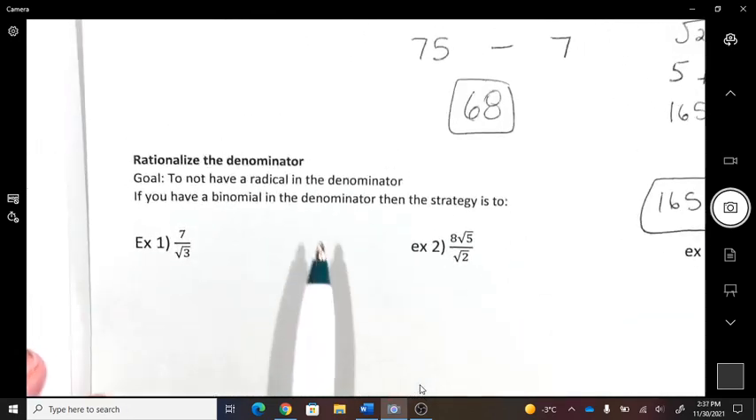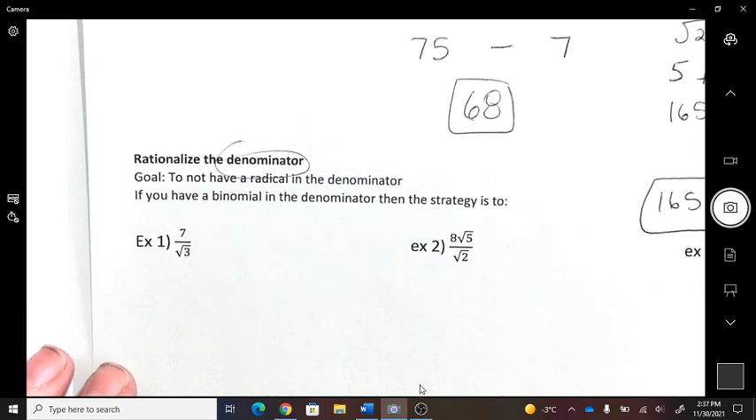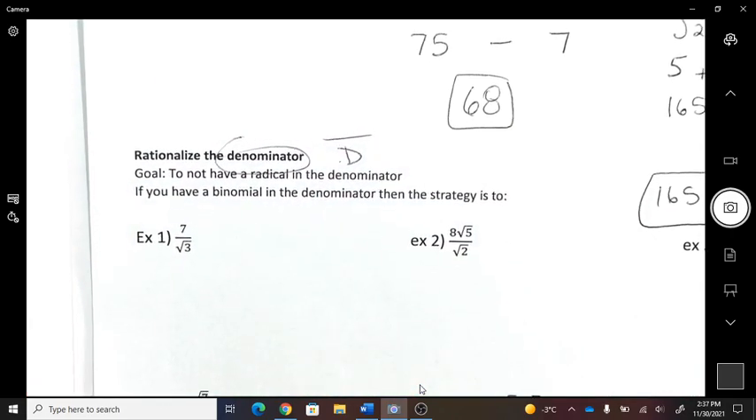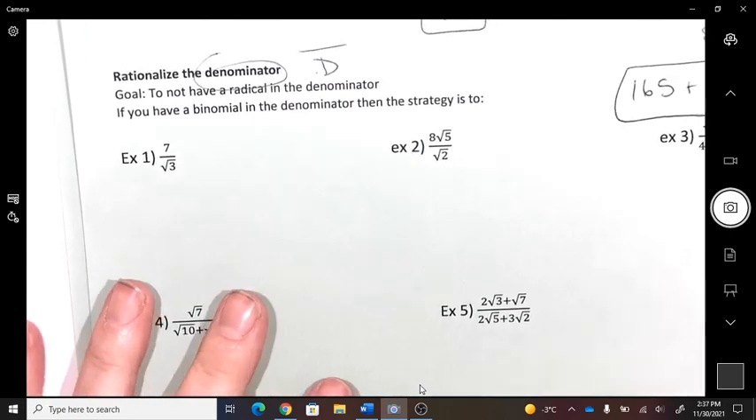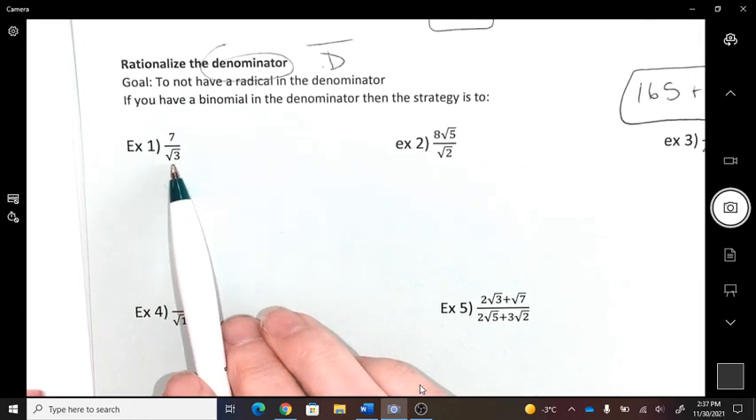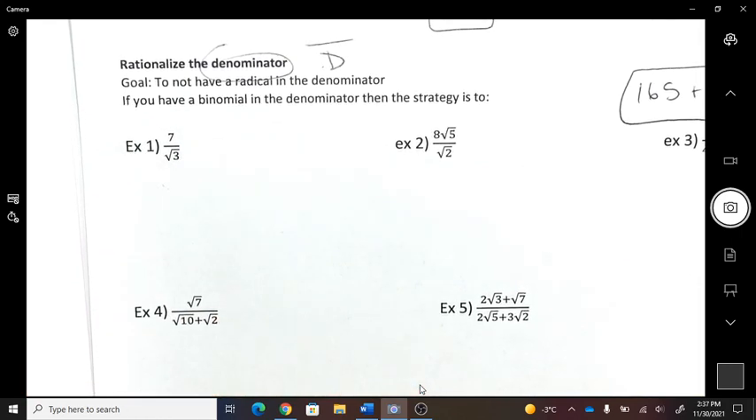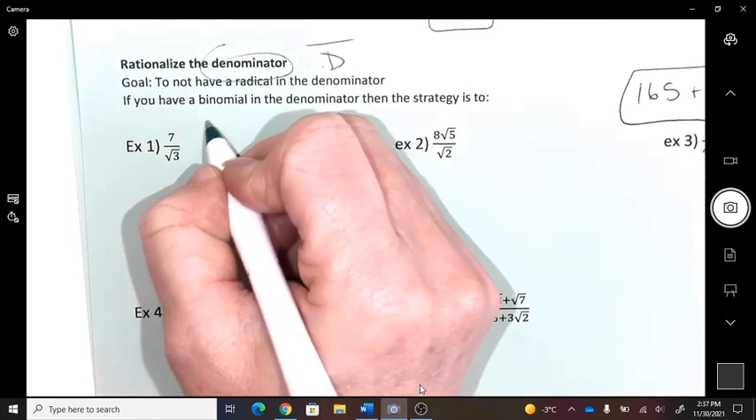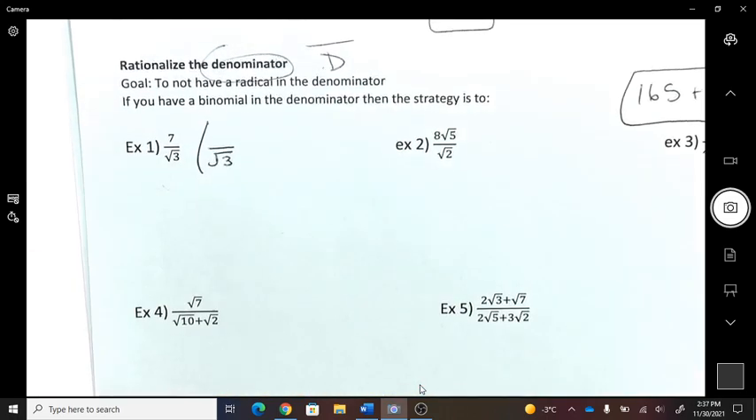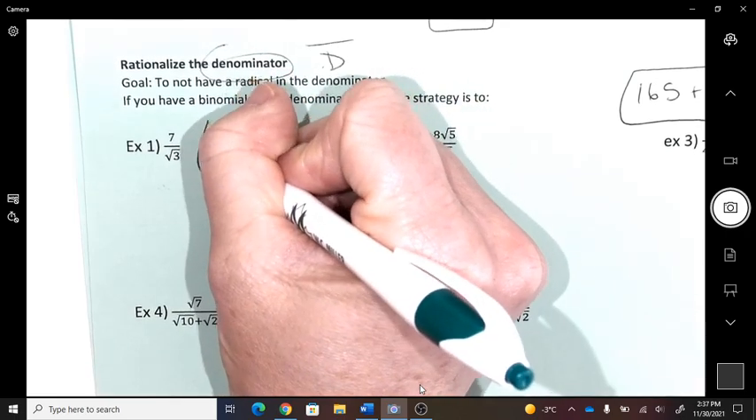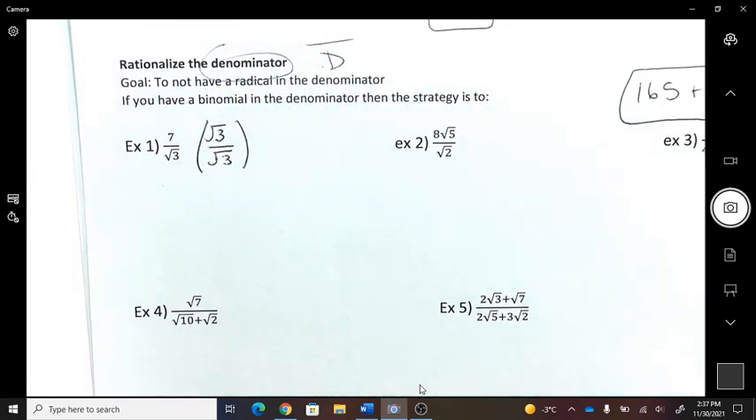Rationalize the denominator. So the denominator is which part of the fraction? The bottom. Okay, so in math, it's not proper to write a number with the radical in the bottom. So I'm going to look here and I say I have a root 3 on the bottom. So I'm going to times it by another root 3. But if I do that to the bottom, what should I also do to the top? The same thing.